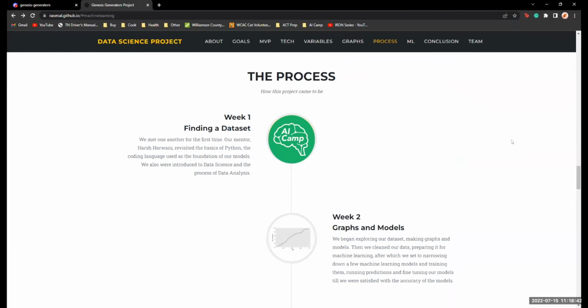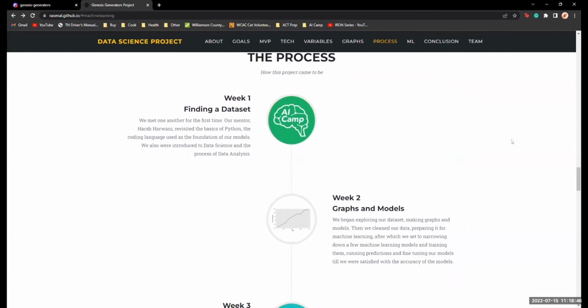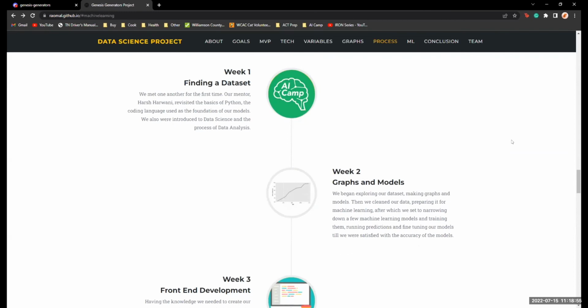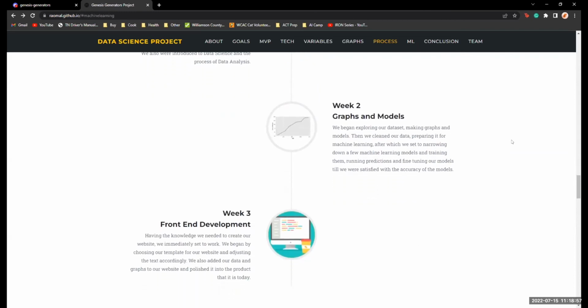In week 1, we began by finding a data set and learning Python. We also met each other for the first time. In week 2, we began making graphs and models. We cleaned our data and we prepared a machine learning model.